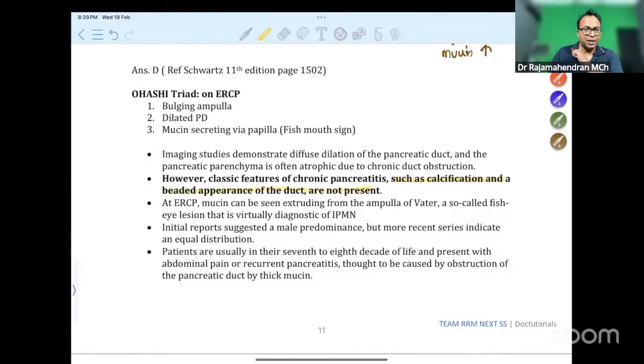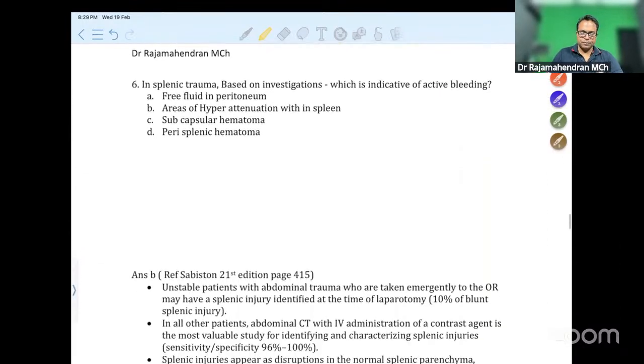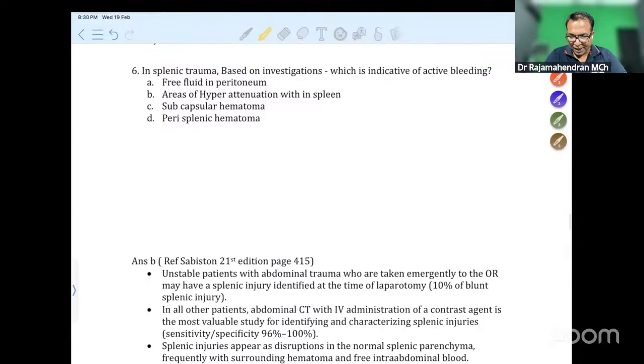On ERCP, mucin can be seen extruding, giving the fish eye lesion. Initial reports suggested male predominance, but now it is equal distribution. The patients are usually in their old age with abdominal pain, and recurrent pancreatitis may be present in this Okashi triad. Okay, so there are 5 questions from pancreas.